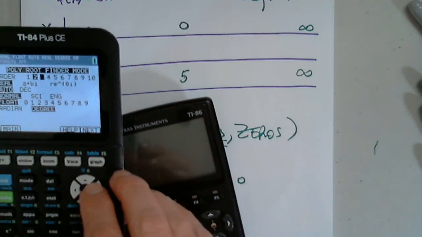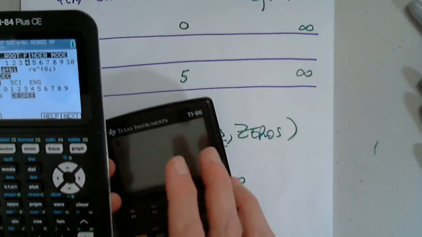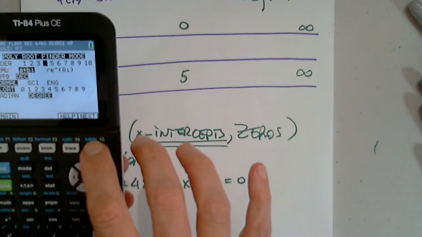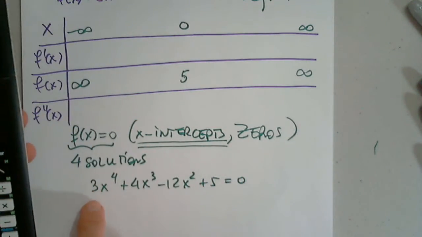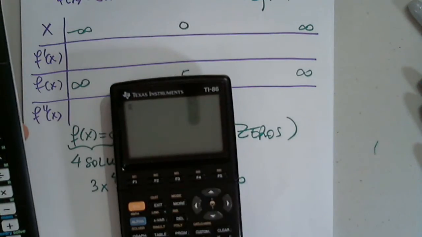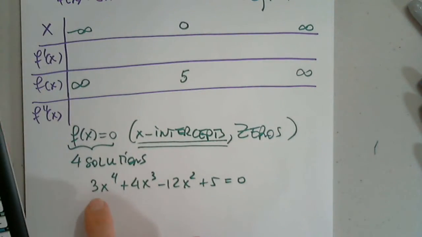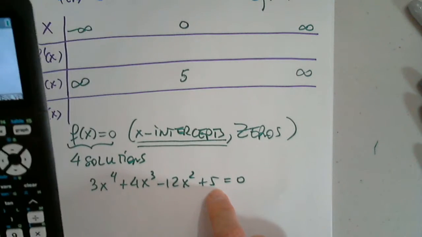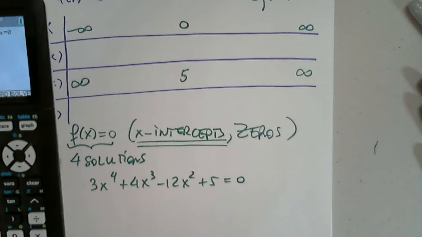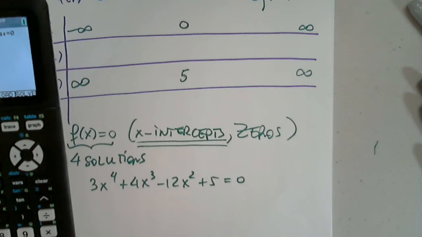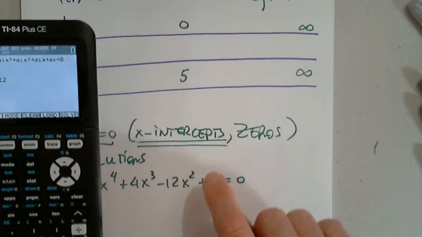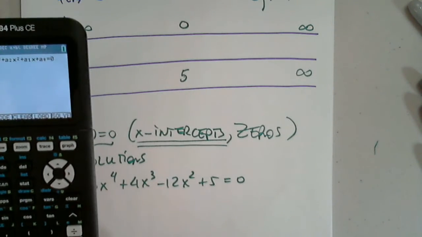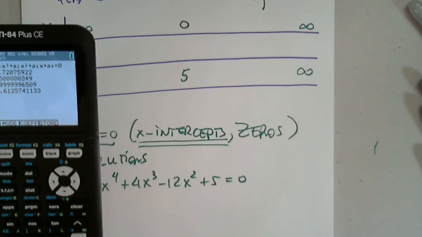So the order is the degree. Degree 4. And next. Okay. Excellent. This does the same thing, but this is an old calculator. Okay, so in order, 3, 4, negative 12, and 5. Thank you so much. So 3, 4, negative 12, 0, because there is no x, 0 for the coefficient of x, and 5 for the last one. Okay, finally, give me the solutions.